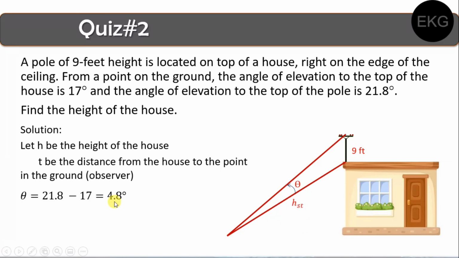And then, we focus our attention on this particular triangle. Okay, we name this side as HST, or the hypotenuse of the small triangle. Okay, and then we solve for tangent of this angle, 4.8 degrees, which is opposite over hypotenuse, 9 over HST.